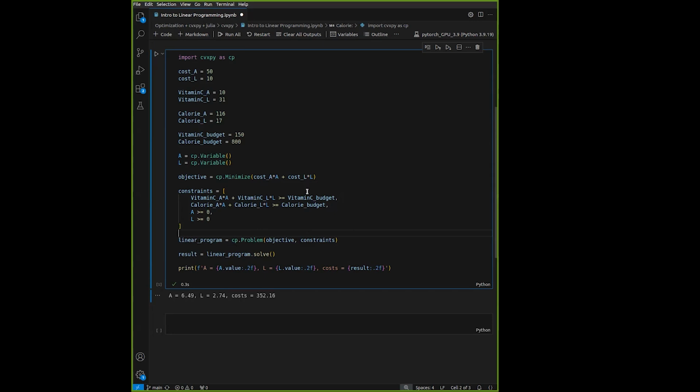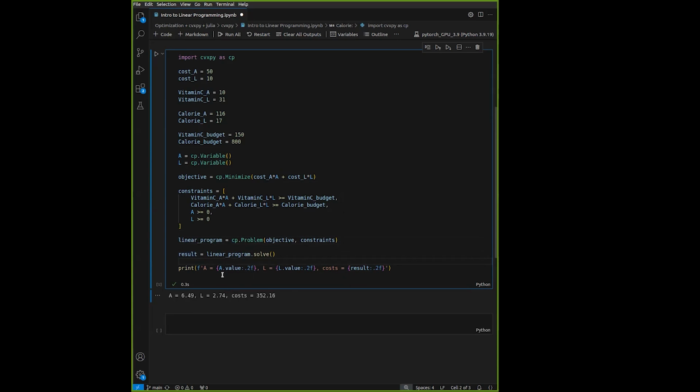I want to fulfill my vitamin budget and calorie budget with these two, and I've decided that my calorie budget is 800 calories. My daily vitamin budget is 150 mg. So I create a linear program using cp.Problem. I supply my objective and constraints. That's it. And then I'll just call linear program.solve. It will give me the results, and I can access the variables from these results.